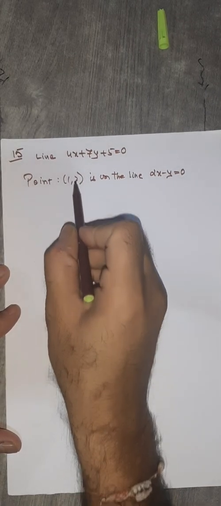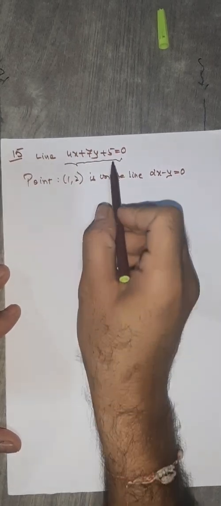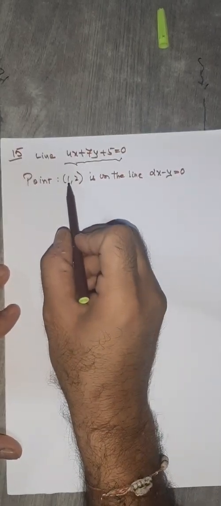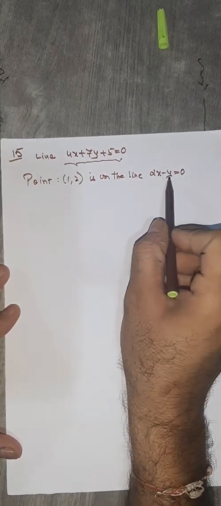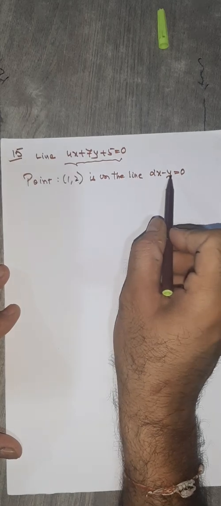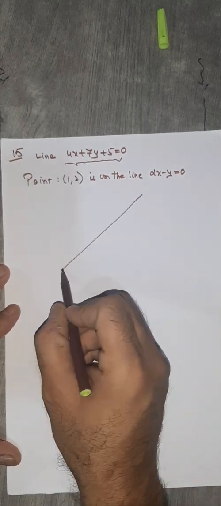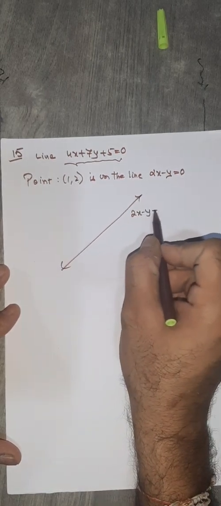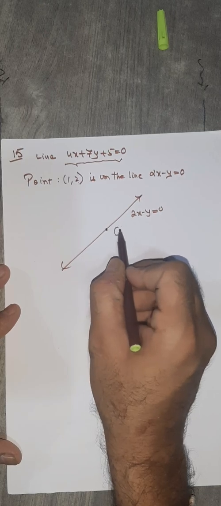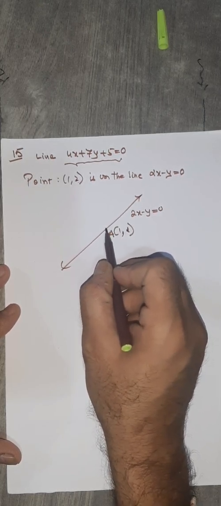Question number 15. You are given a line 4x plus 7y plus 1 equals 0. The point (1, 2) is along the line 2x minus y equals 0, meaning it is on the line. You can see that (1, 2) satisfies this equation. So your line is like this, for example 2x minus y equals 0. Here there is a point (1, 2). Let me call this point A.